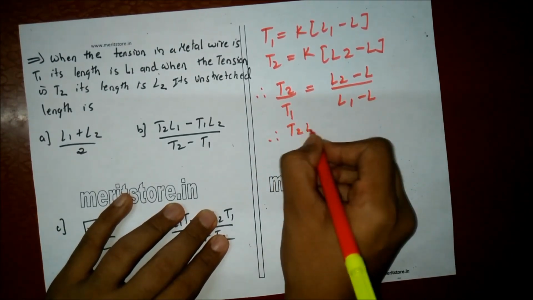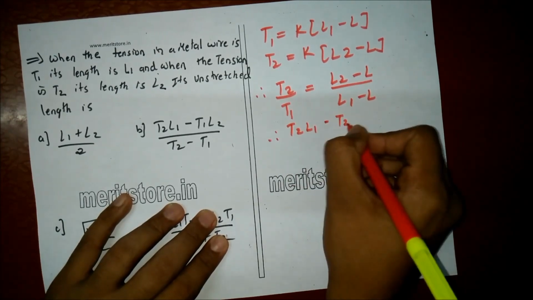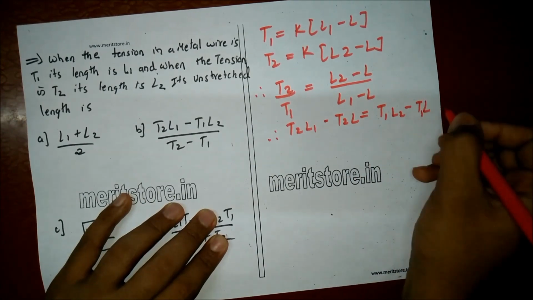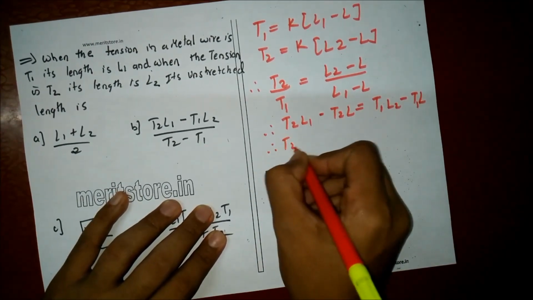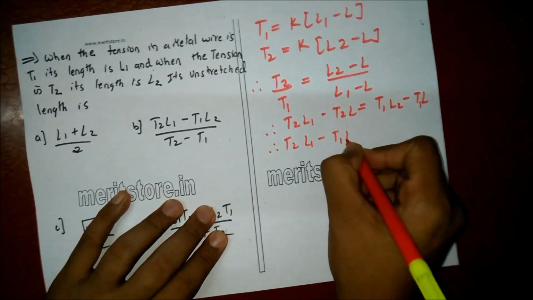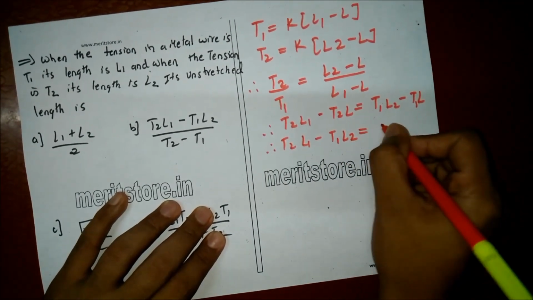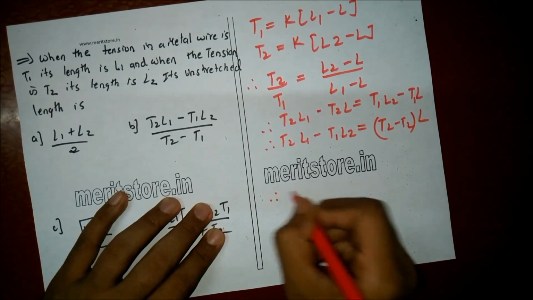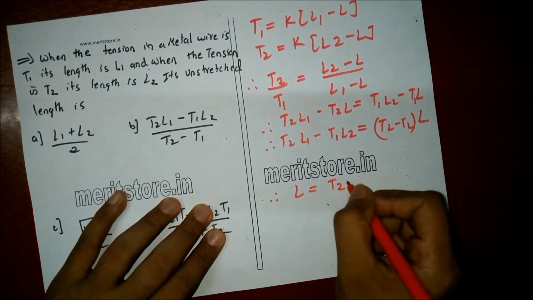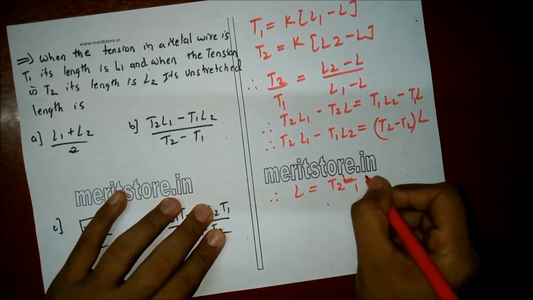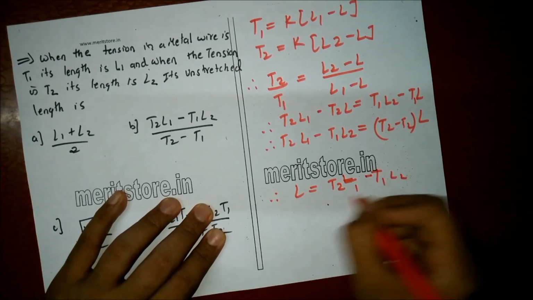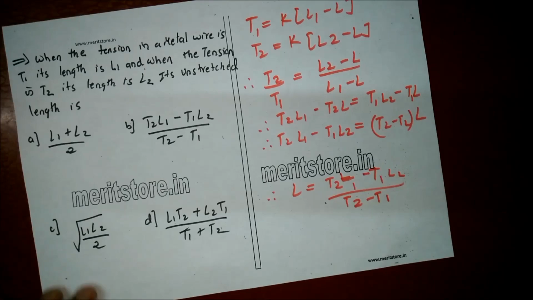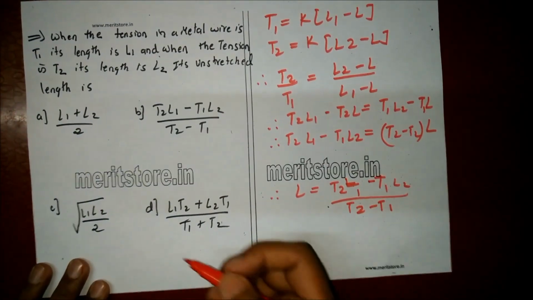Therefore, T2 L1 minus T2 L is equal to T1 L2 minus T1 L. Therefore, T2 L1 minus T1 L2 will be equal to (T2 minus T1) into L. Therefore, L is equal to (T2 L1 minus T1 L2) upon (T2 minus T1). Therefore, here the correct answer will be option B.